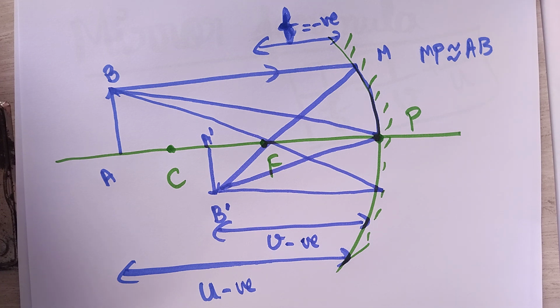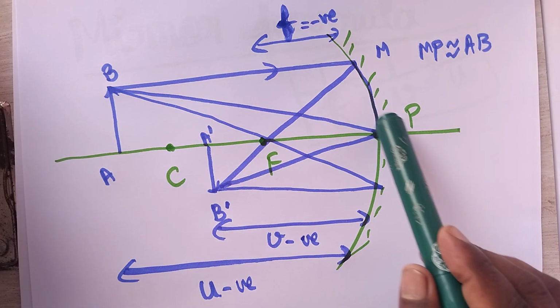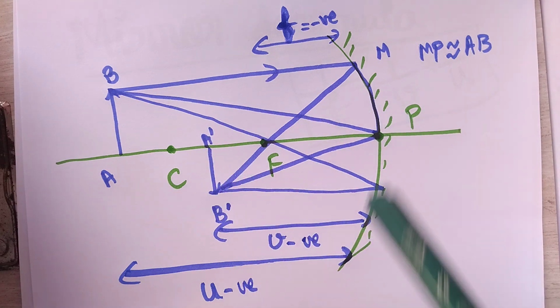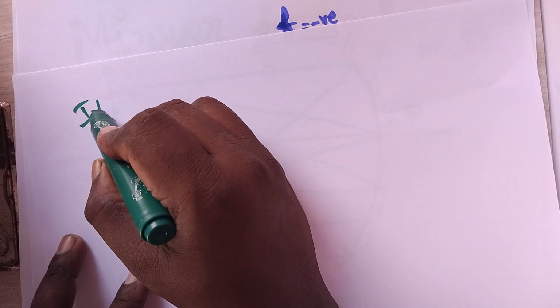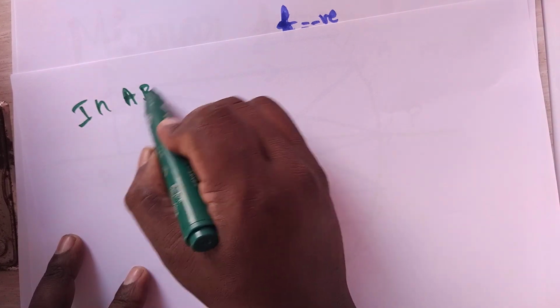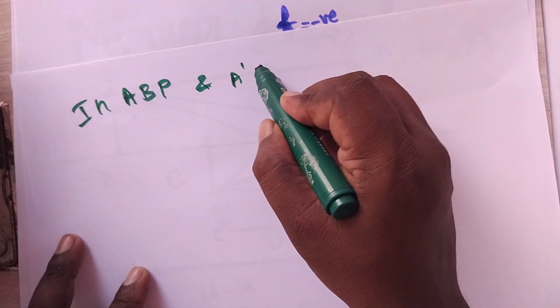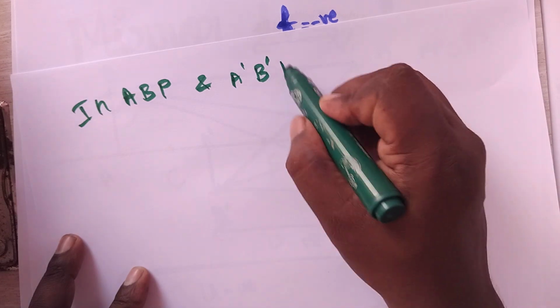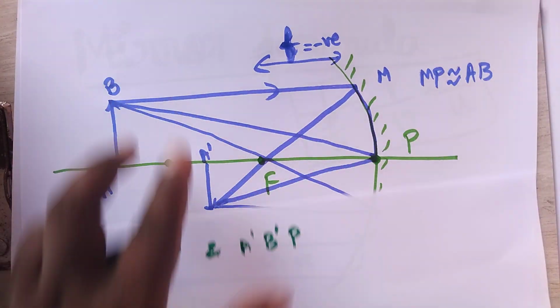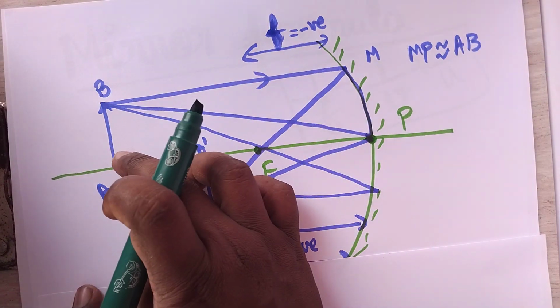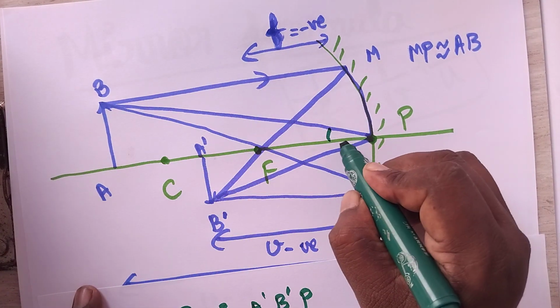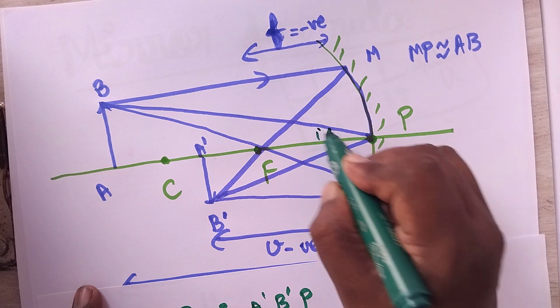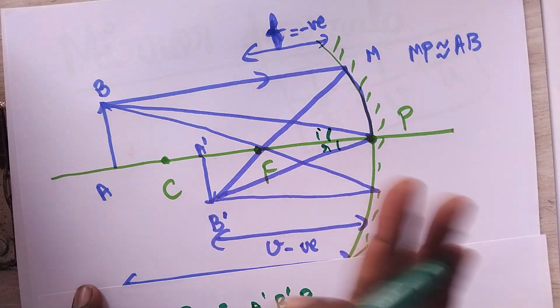Next, I'm going to take two similar triangles. I'll show in the diagram where the similar triangles are: ABP and A dash B dash P. How are these two similar triangles? Because this is a right angle, and this is the angle of incidence and angle of reflection, both are equal. So this is a similar triangle.